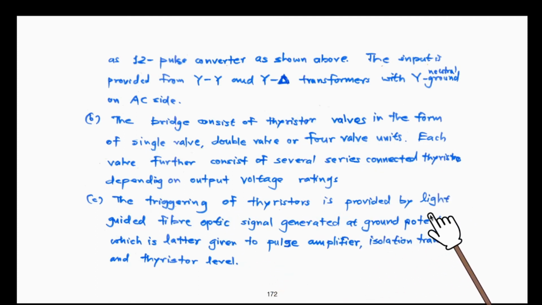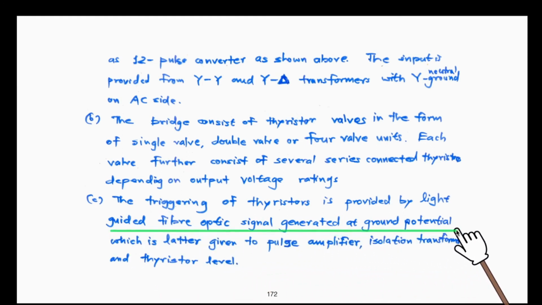The triggering of the thyristor is generally provided by a light guided fiber optic signal generated at ground potential. Okay, so triggering is done through the fiber optic signal. It's very low power, very fast, no delay or lag, and HVDC schemes are known for rapid controllability of power. Later on, these signals are actually given to the pulse transformer, the isolation transformer, and then applied to the thyristor level. So these are the points we have already gone through.